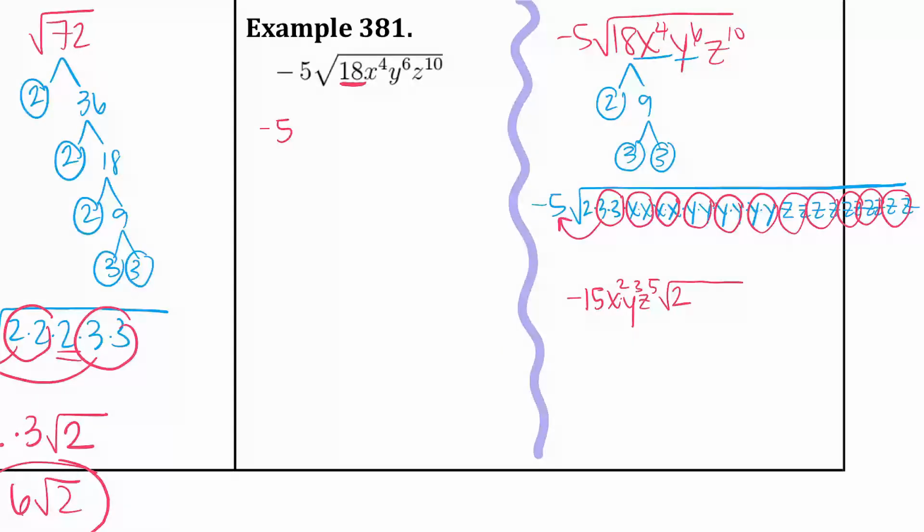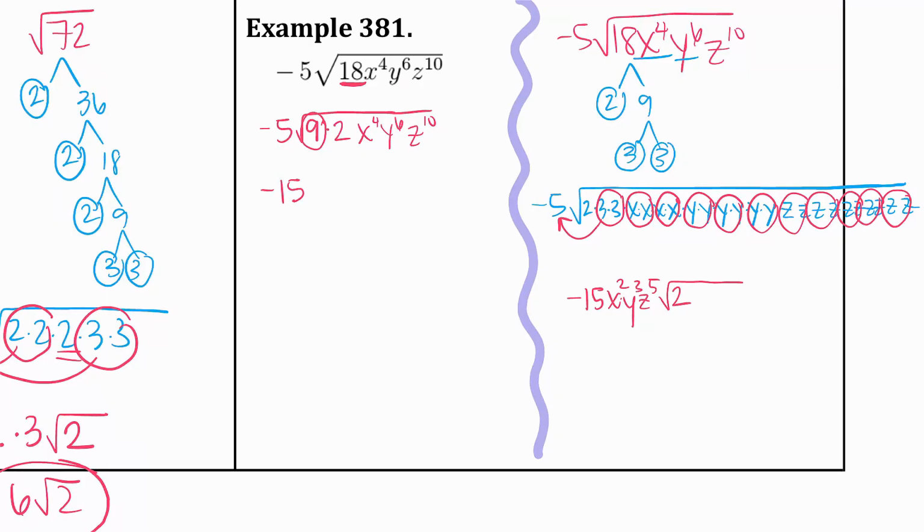Okay, if we go back and do it the other way, I'm looking at 18 and thinking of the biggest perfect square that will go into that. And that's 9. I'm going to write this as 9 times 2. Then I'm going to keep that x to the 4th, y to the 6th, z to the 10th. All right, we know that the square root of 9 is 3. Negative 5 times 3 is negative 15.